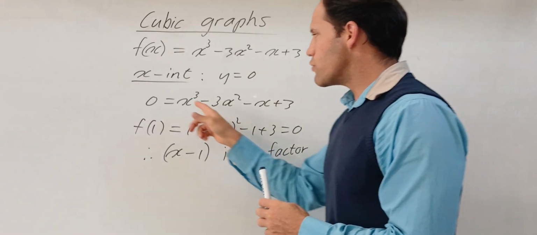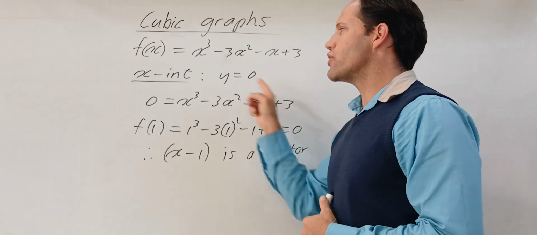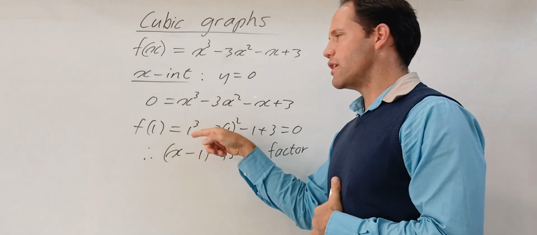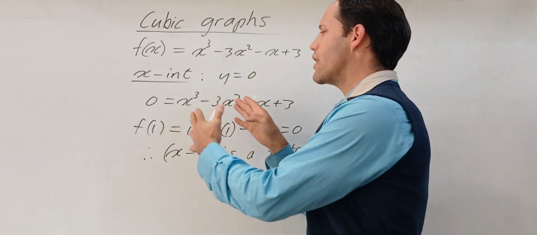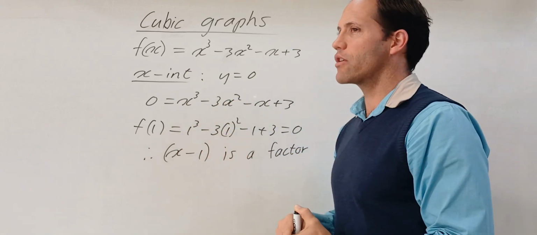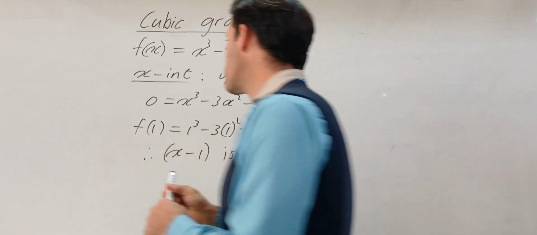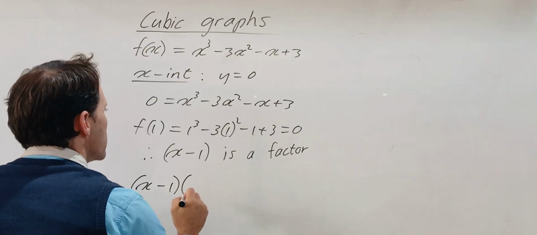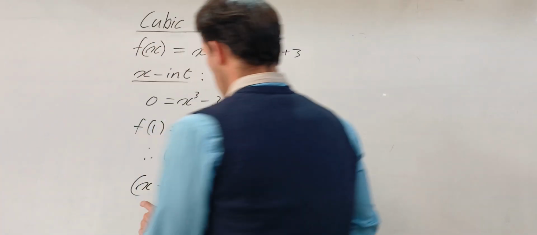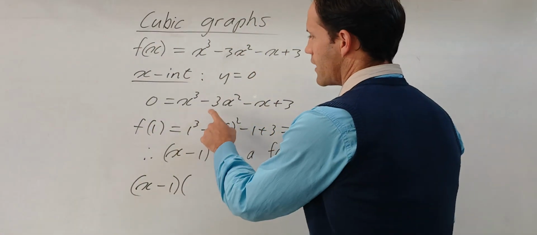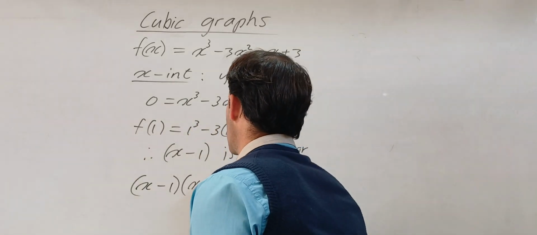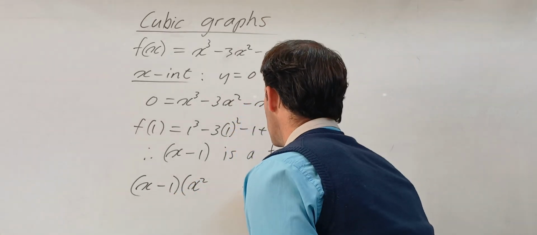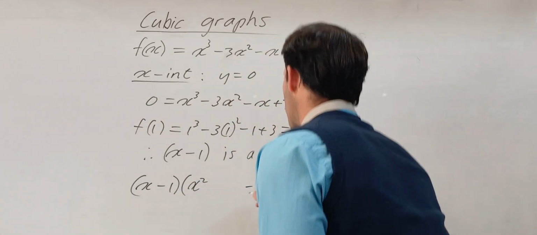If 1 doesn't work, and it doesn't give you 0, then you try negative 1. If that doesn't work, then you try 2. Then you try negative 2. Let's say 3 worked. Then you know x minus 3 is a factor. Okay. So x minus 1 works. So we can say x minus 1, and then x, think about it, x times x squared gives you x to the power 3. Plus 3, this is negative 1, so the last one must be negative 3.